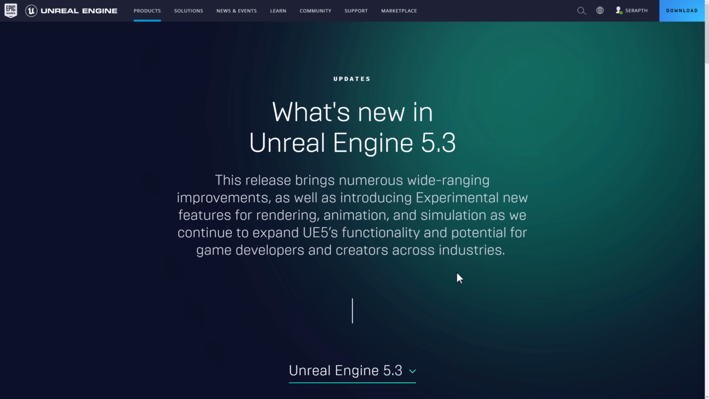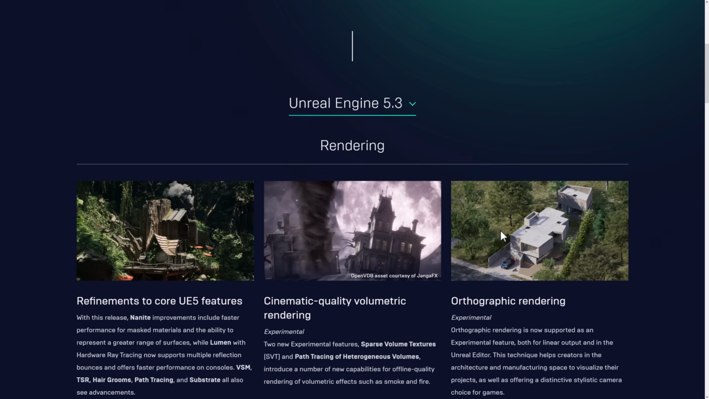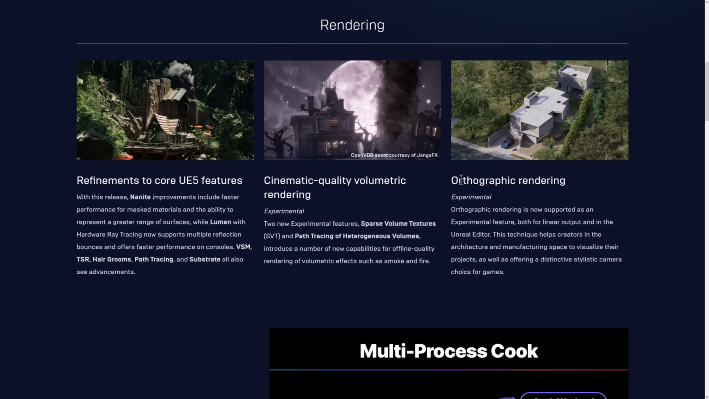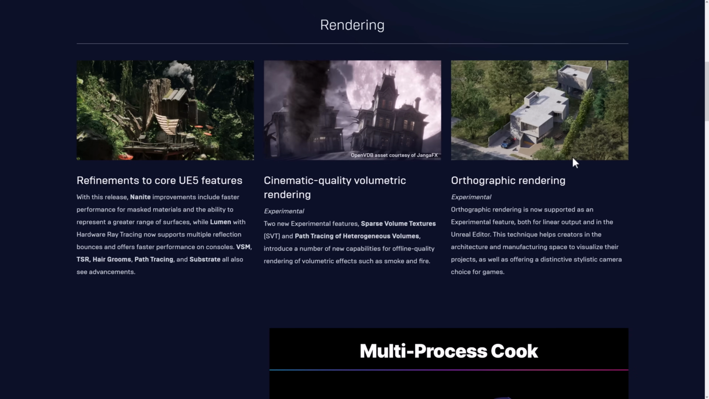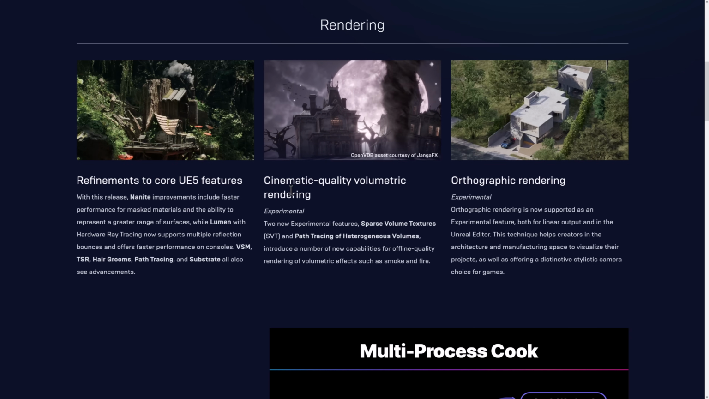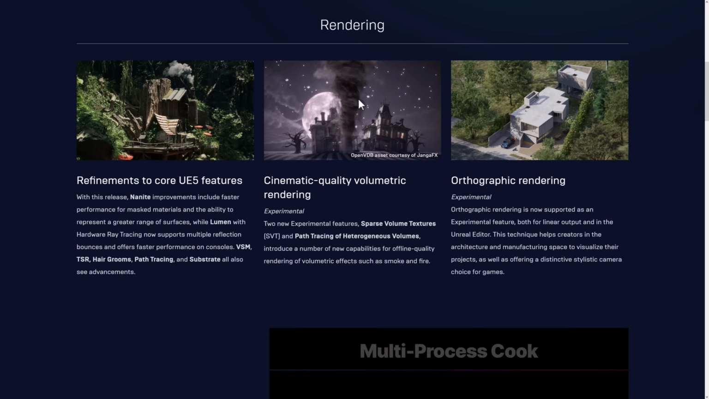So I'm going to do the quick overview of what is in this release. As I mentioned earlier on, there's not actually a ton to this release. A lot of incremental improvements. One of the things we've got now is orthographic rendering that is used quite often for architectural and engineering type stuff, but it can also give you a stylistic choice. We got cinematic quality volumetric rendering. That's kind of what we just quickly saw in action. Obviously, I showed you the very basics of it.